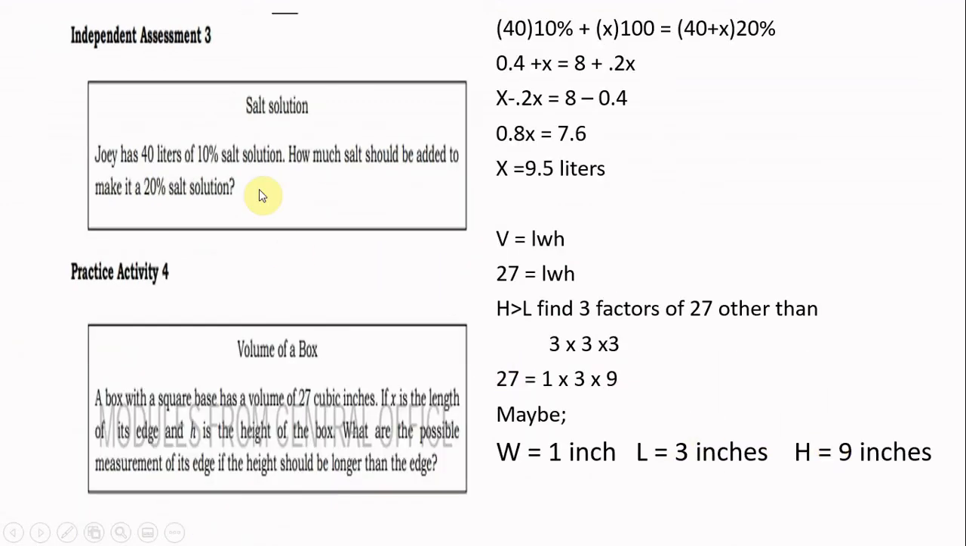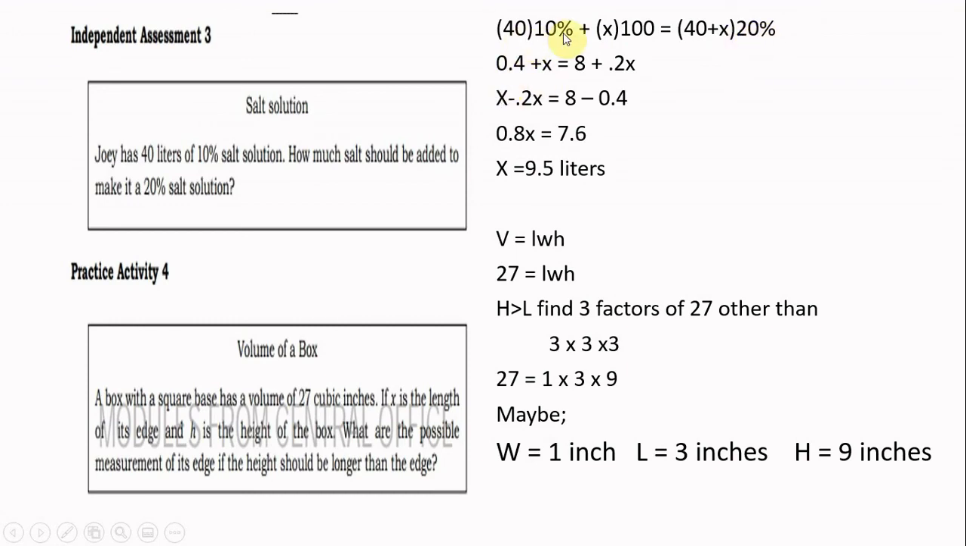Okay, next, independent assessment rate, salt solution. Joey has 40 liters of 10% salt solution. How much salt should be added to make it a 20% salt solution? So the same procedure: 40 times 10% salt solution, plus x times 100%, is equal to 40 plus x times 20%.